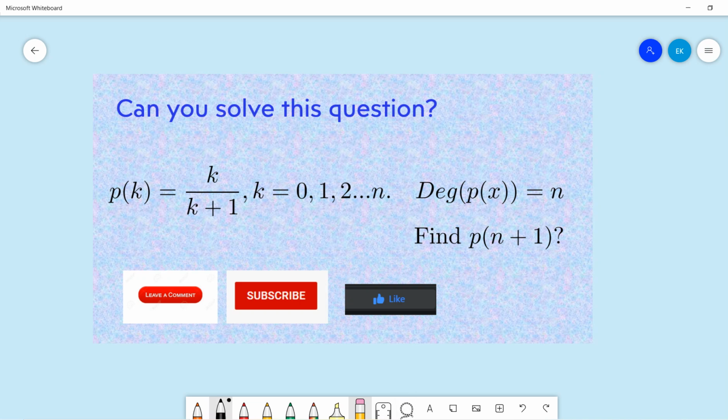Whoa, welcome guys. So today let's solve this interesting question. This question will give you an amazing technique that you may not think of or may not learn when you're in high school.